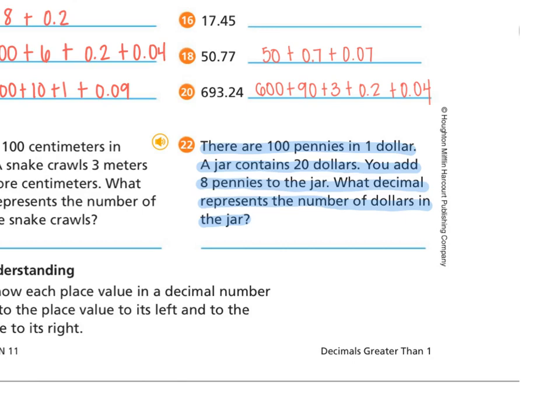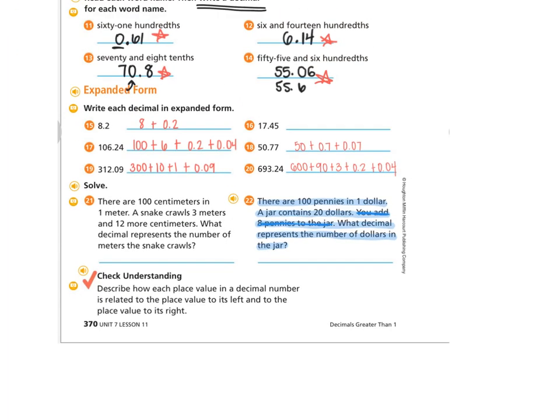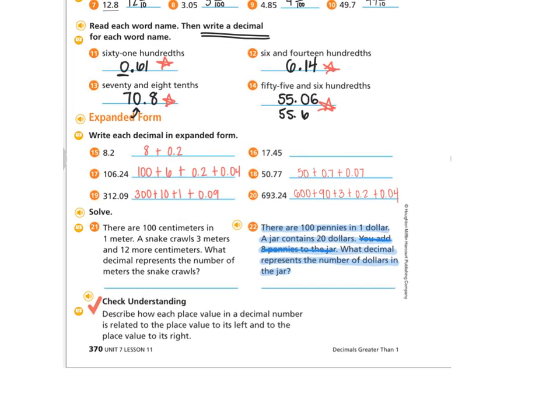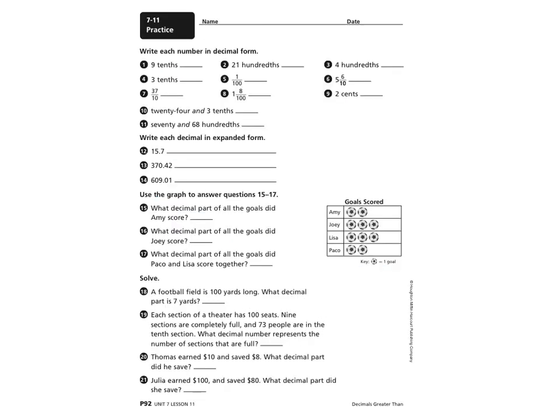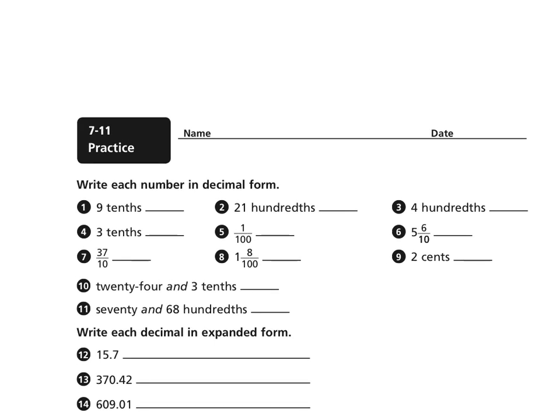All right. So the extra information in this word problem is the 8 pennies. You don't need that information, and if you take it out, it's a lot easier. There are 100 pennies in $1. A jar contains $20. What decimal represents the dollars in the jar? I don't like this question. Let's pause it, okay?